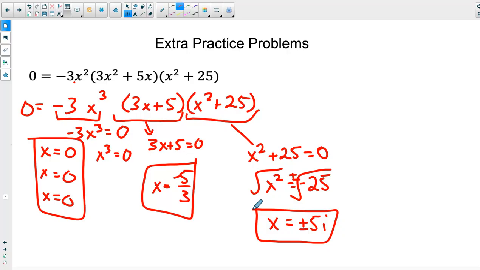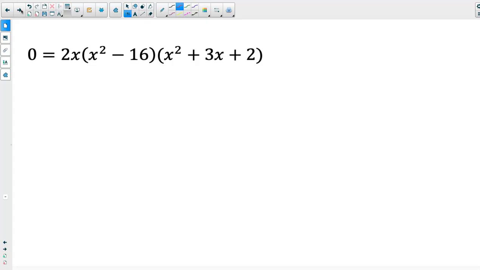Questions about it though? This one's all you. And I'll tell you right now, every single thing factors up there. No need for a quadratic formula. I'll give you 2 minutes.